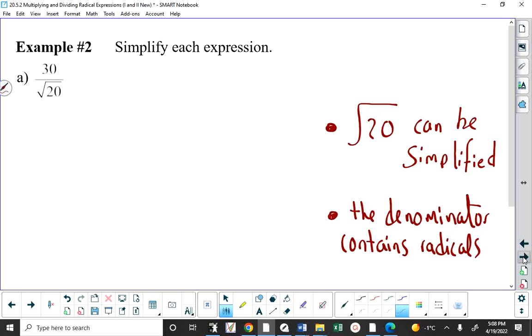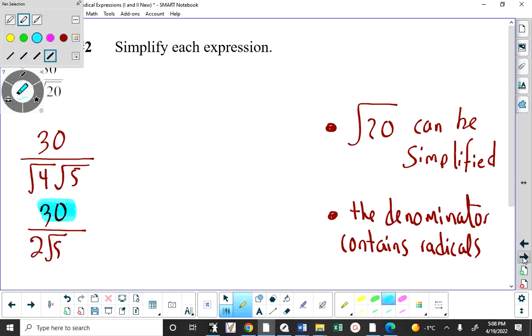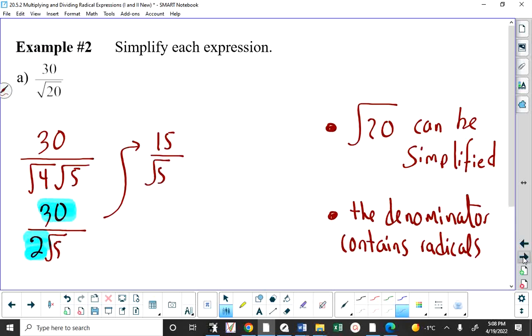And I'm going to tell you right now, it doesn't matter the order in which you do them. I like to simplify radicals first. So if we do that, we have 30 over root 20. We can break into root 4, root 5, because 4 is a perfect square. So we end up with 30 over 2 root 5. And now we've created a coefficient on the top and the bottom which can be simplified. 30 over 2 is 15. So where does this take us? It takes us to 15 over root 5, and we've basically simplified the root 20.